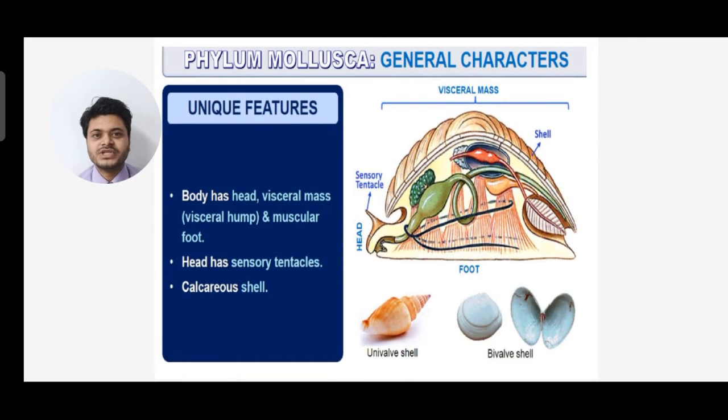Now let's talk about the unique features in the phylum Mollusca. You can see the body has a head, a visceral mass, that is the visceral hump, and a muscular foot. This visceral hump or mass is very important. The head has sensory tentacles, and they have a calcareous shell. You can see univalve shell and bivalve shell. The head, sensory tentacle, shell, foot and visceral mass are given.